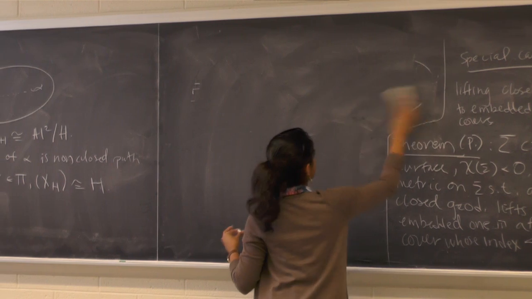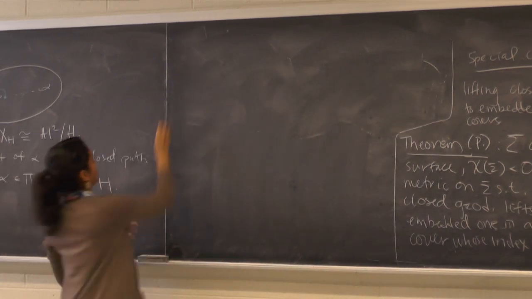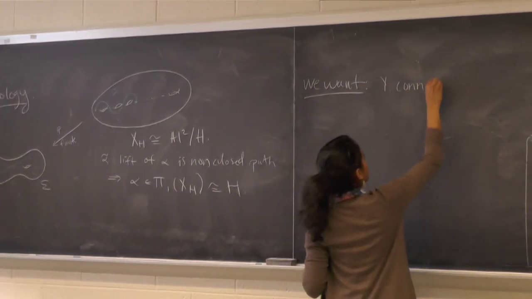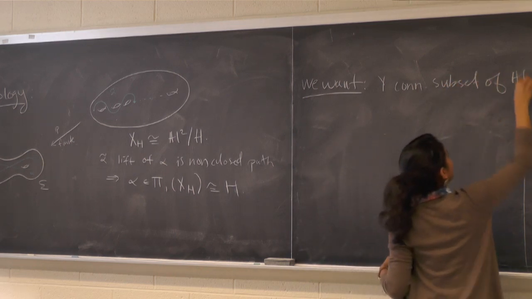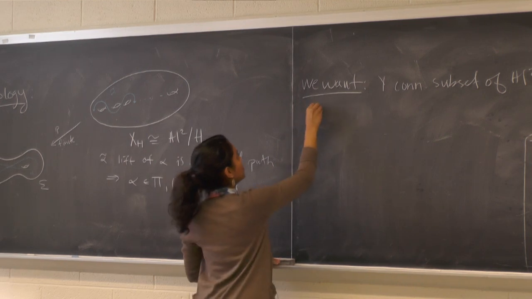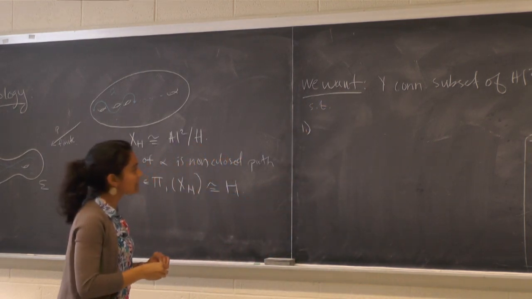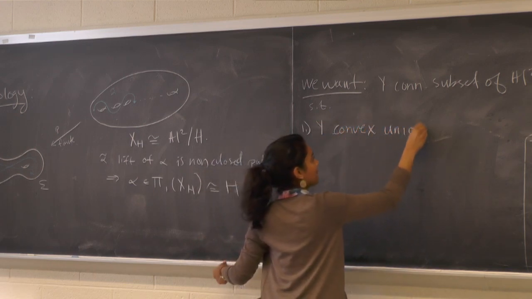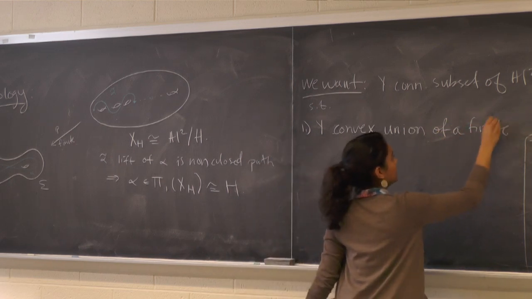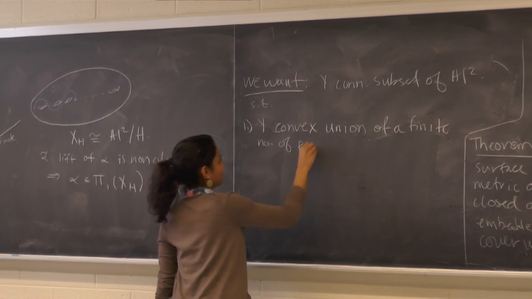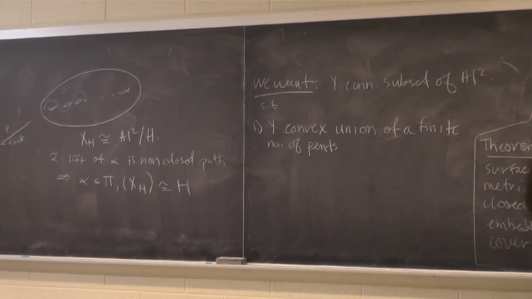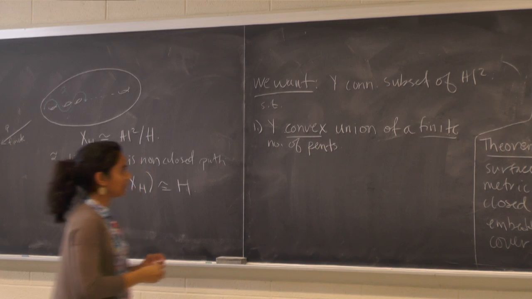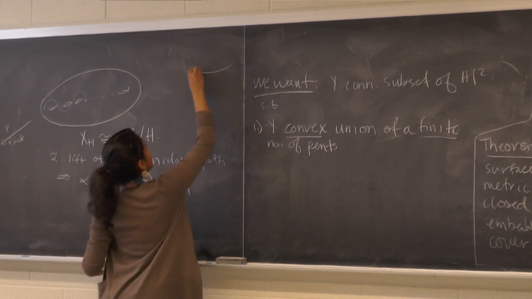In order to produce something like this, I'm going to claim that it's enough to produce the following. We want Y, a connected subset of hyperbolic 2-space with the following two properties. The first thing is that we want Y to be the convex union of a finite number of these right-angled pentagons. Hyperbolic space is tiled by these, and the first thing I want is that Y is a convex union of a finite number of them. So the picture here is Y.